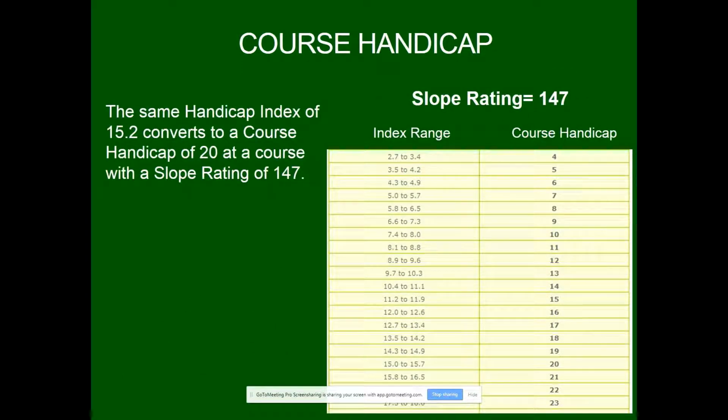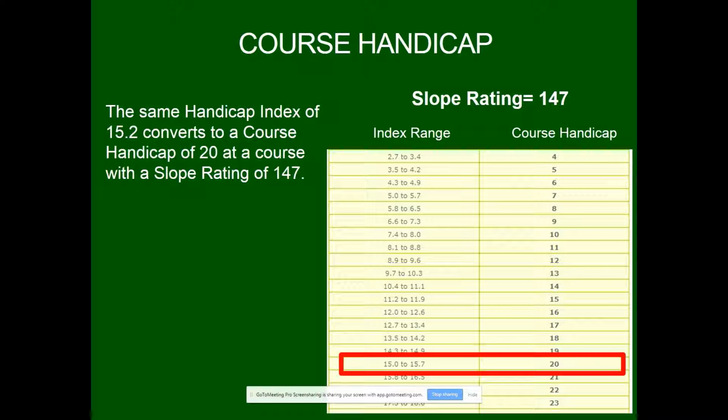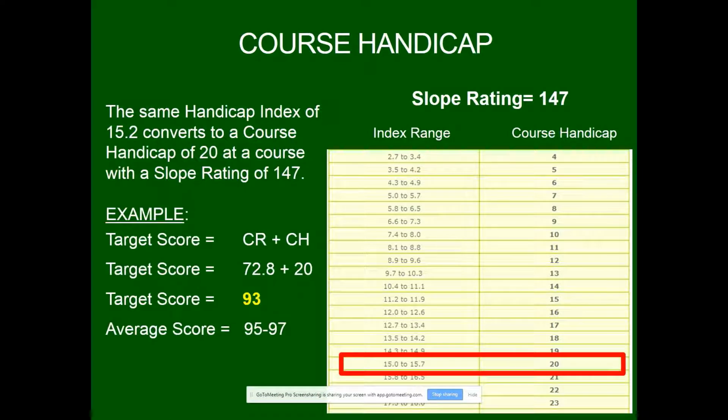Here's another example. Same handicap, same person, but the slope they're playing that day is 147, so they're playing a much harder golf course. So we go to the table. Now they get a course handicap of 20. We find here that the rating they're playing, let's say, went from 71.1 to 72.8. So we add those 20 strokes. Their target score for that day is now 93. So their average score should be 95 to 97. It really depends on the set of tees you're playing.